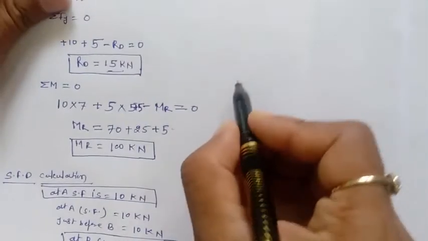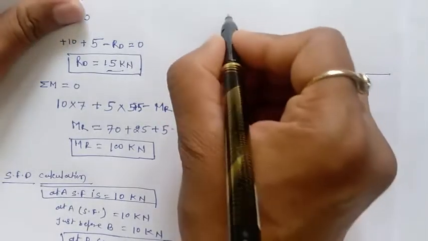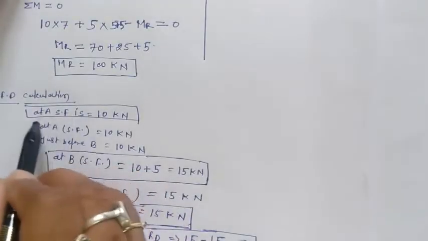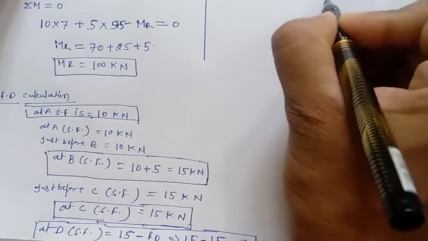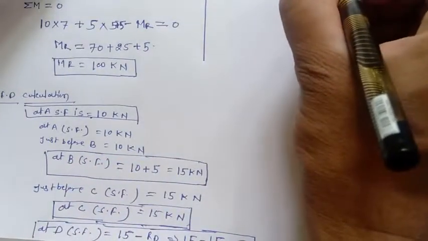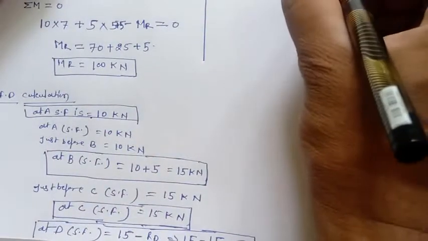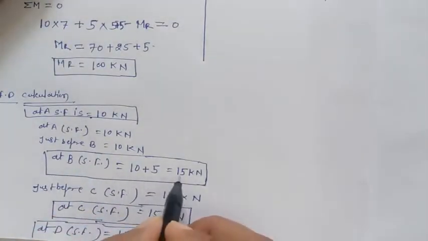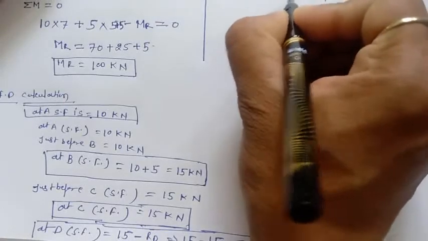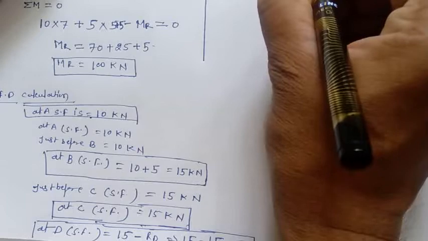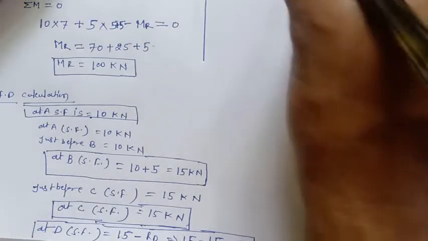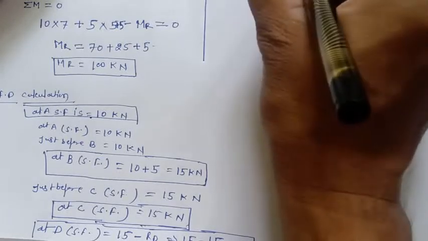Now based on that we can draw the shear force diagram. This is the positive shear force and this is the negative shear force. This is the X. Based on this calculation, at A it's 10 kilonewton, which is positive. Because it's a point load, a vertical line will be there. Then at B it's 15 kilonewton. Just before B, a constant 10 kilonewton will be there, but at B another 5 kilonewton is there, meaning a total of 15 kilonewton at B.